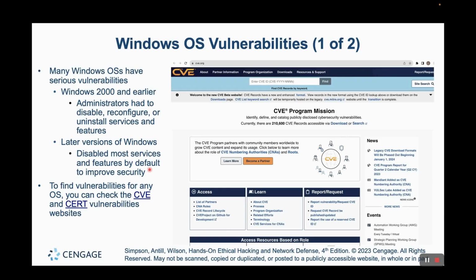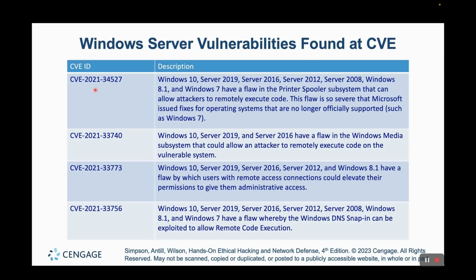Now, if you want to learn more about the vulnerabilities related not only to Windows, but also to other applications and operating systems, simply visit the CVE website and type in any related information. It will give you detailed information about the vulnerabilities. For example, if you look at the CVE ID, here you can see CVE-2021-34527. Now, CVE stands for Common Vulnerabilities and Exposures.